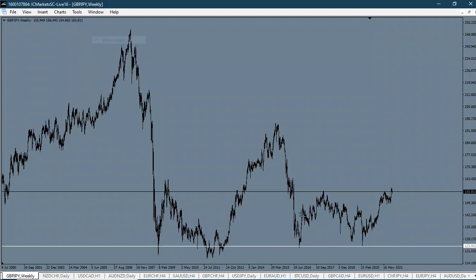What else do we see? We have a level right here, a resistance level here. We see with this touch here, this one, and recently this one right here. So we know whenever we're at a resistance level, we are looking for selling opportunities, and whenever we're at a support, we're looking for buying opportunities.